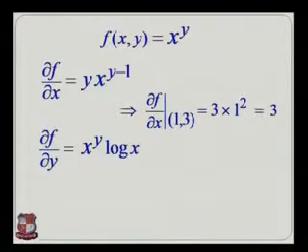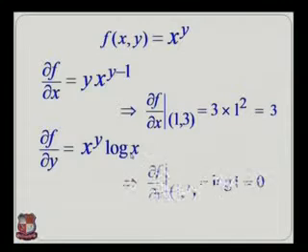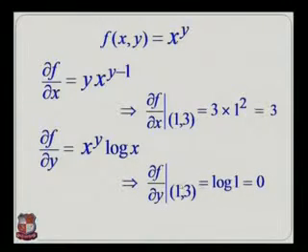Now, we take the derivative with respect to y. Here we take the partial derivative with respect to y, so the base x is a constant. That is why the derivative of x raised to y with respect to y is x raised to y into log x. We find the value at the point (1, 3), that is log 1, because 1 raised to 3 is already 1, and log 1 is 0.